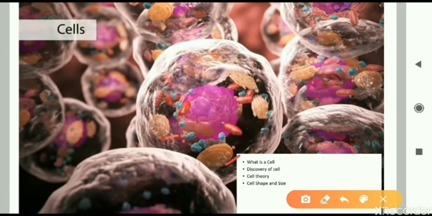We will begin with what is a cell, then we will have a look at how the cell was discovered, followed by the cell theory. This is an important topic with regard to this chapter. Cell theory is very important. Followed by this, the last topic of the class will be different shapes of cells and different sizes which are seen in different cells. Let us begin today's class.